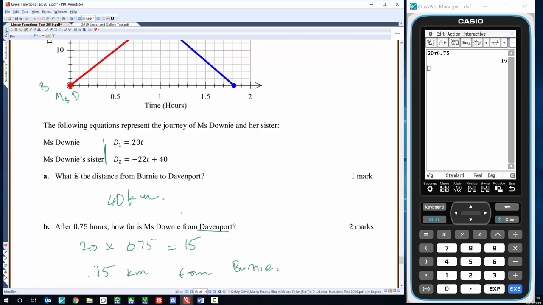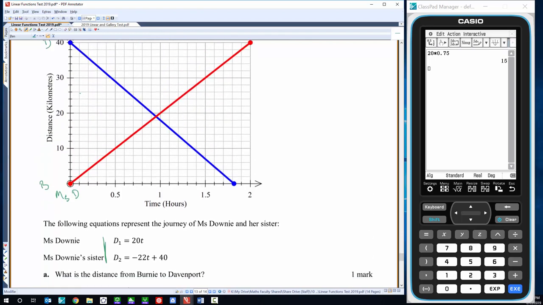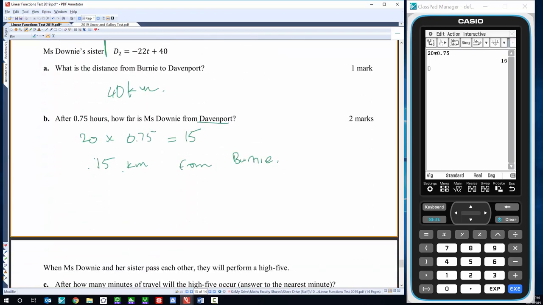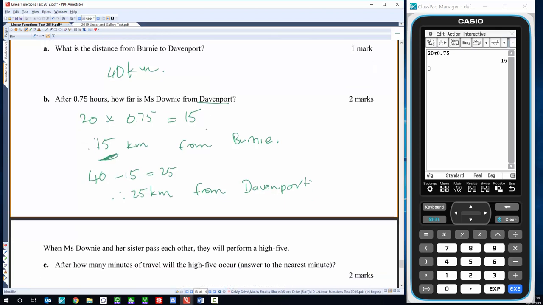But the question says, how far is she from Devonport? So she's 15 kilometers from Burnie, or traveled 15 kilometers from Burnie in that time. And we know that the total distance from Burnie to Devonport is 40. So one more calculation needs to be done here. What we're going to do is say 40 take away 15 equals 25. Therefore, she is 25 kilometers from Devonport. So most of you guys, if you did that question, wrote 15 as your answer there. So make sure you carefully read the question on that one.